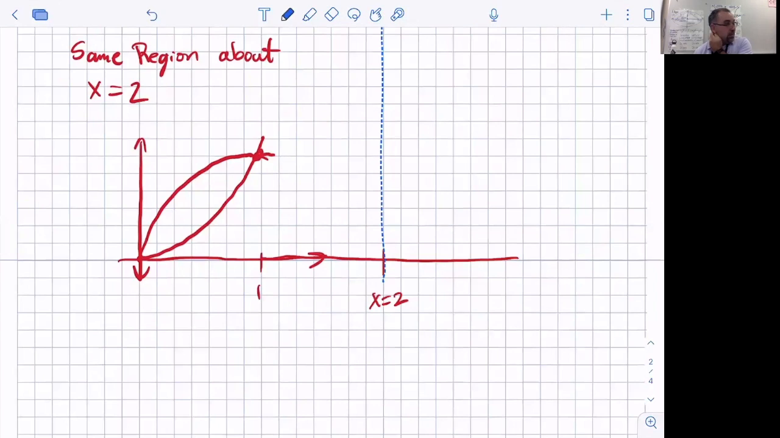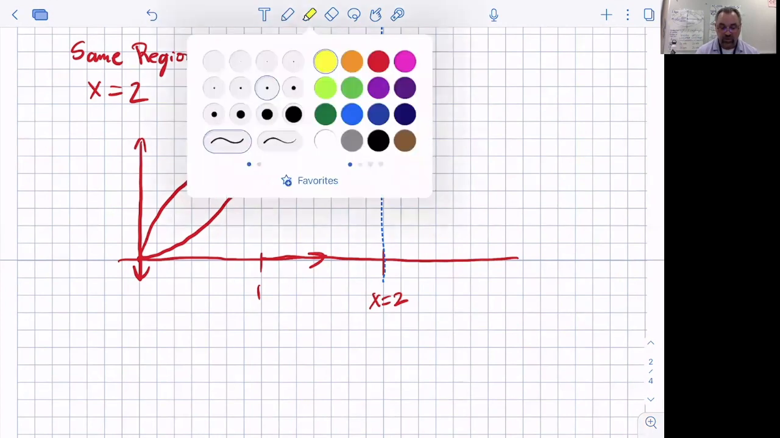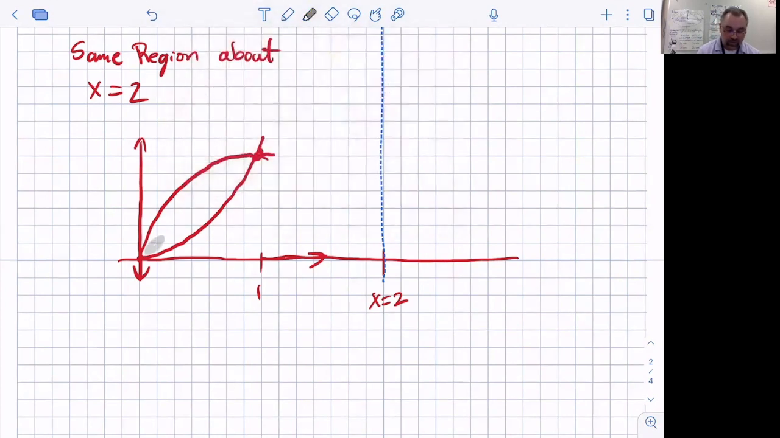Now remember, I told you the limits will be determined by the region that we graphed at the beginning. This shaded region in here is the one that's getting revolved around the axis. It hasn't changed. I'll shade it in. That shaded region is still bounded by x equals 0 and x equals 1. So that's not going to change.